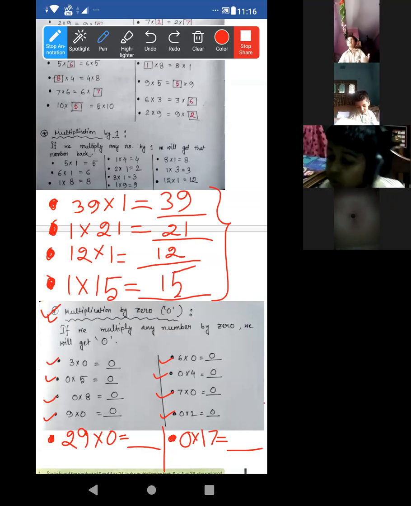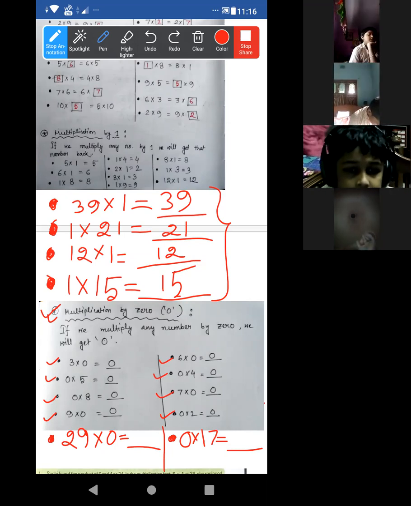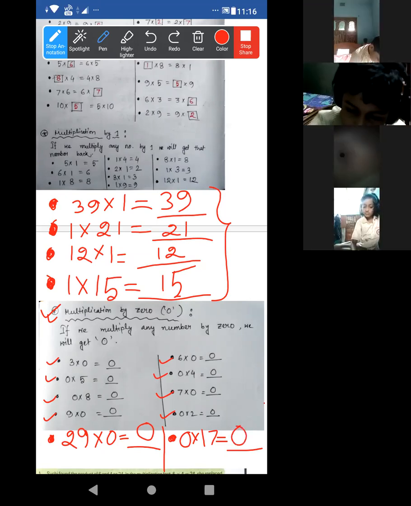Okay, now here, multiplication by 0. Here, the property: 29 into 0. That means if we multiply any number by 0, 0 will be back. Yes. And 0 into 17 is also 0.